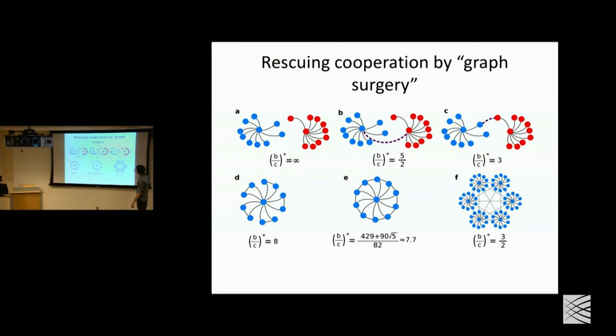One structure that turns out to be really quite favorable for cooperation is this: we take a large number of stars where each star has a large number of leaves. In fact, we first take the limit of a large number of leaves and then take the limit of a large number of stars. Every star is connected to every other one by their hubs. In the limit of that, we get a benefit cost threshold of 3/2, which is quite good. In fact, it's less than the average degree in that limit. So this is the first example that we found where the benefit cost threshold is less than the average degree.